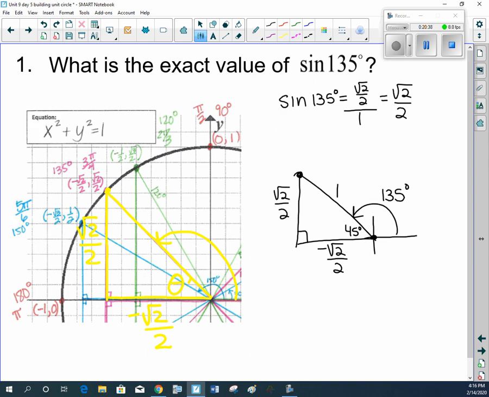Now, I want you to notice in our ordered pairs right here, the square root of 2 over 2 was equivalent to the answer we got. We took the opposite side and divided it by the hypotenuse, which was 1. So that's the square root of 2 over 2. Okay, just think about that for a minute. Let's try another one.